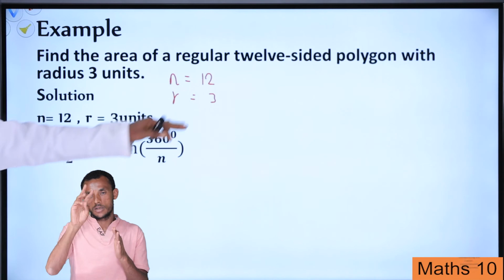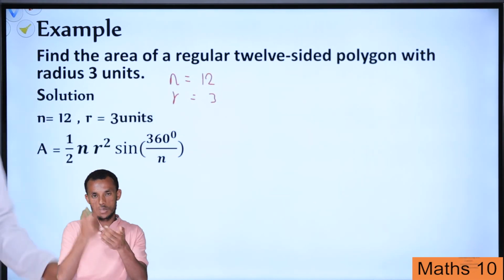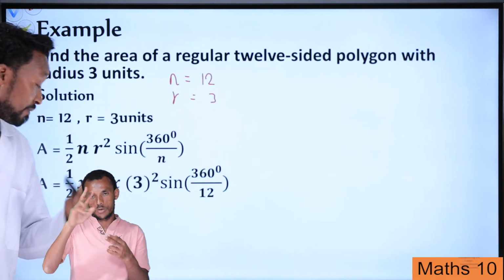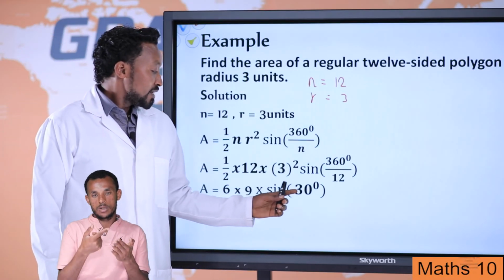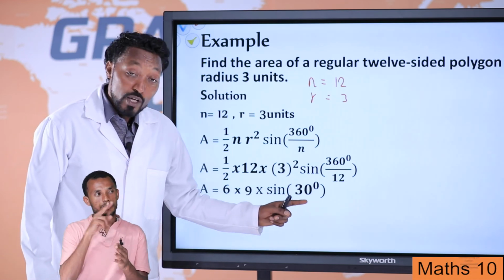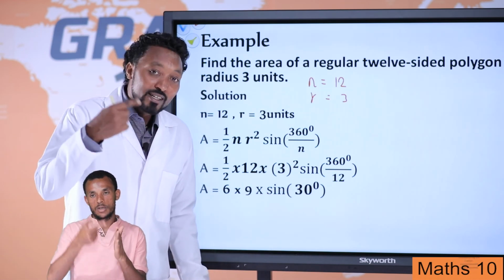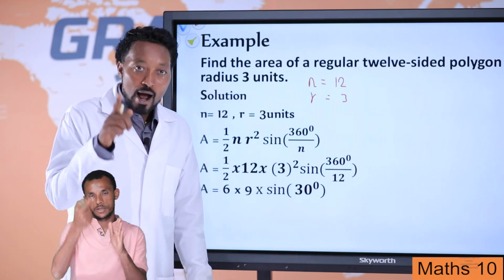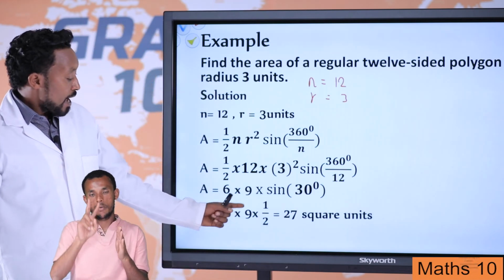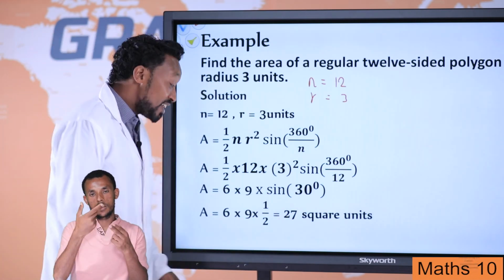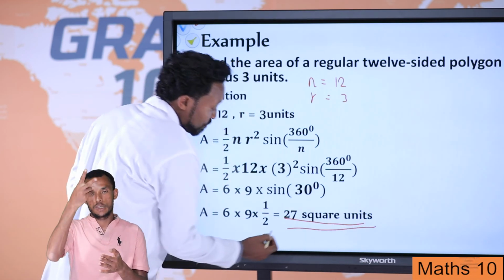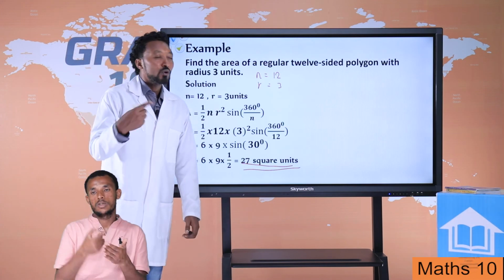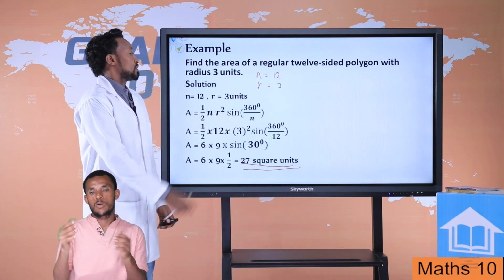Therefore, let me substitute these parameters into the formula. It gives half times 12 times 3 squared times sine 360 over 12. Therefore, 6 times 9 times sine 30 degrees. What is the value of sine 30 using the idea of special angles in chapter 5? Sine 30 degrees is one half in value. Therefore, 6 times 9 times one half. This is 27 square units. This is the area of this 12-sided regular polygon with radius 3 units.